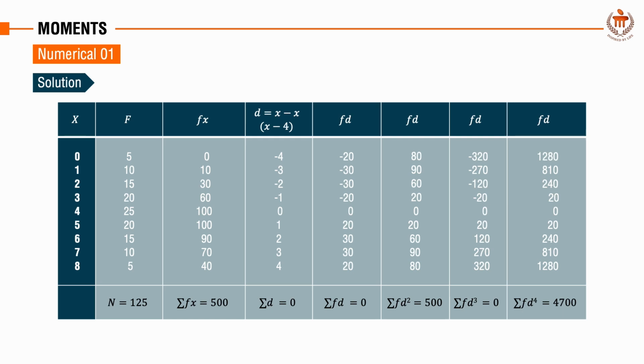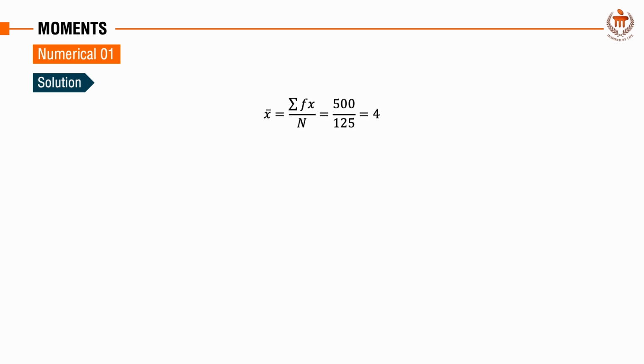The sum of f into d to the power 4 is 4700. Here, what is the mean? Mean is the sum of fx by n. The sum of fx we got is 500, and n is 125. So 500 by 125, we get the mean as 4.